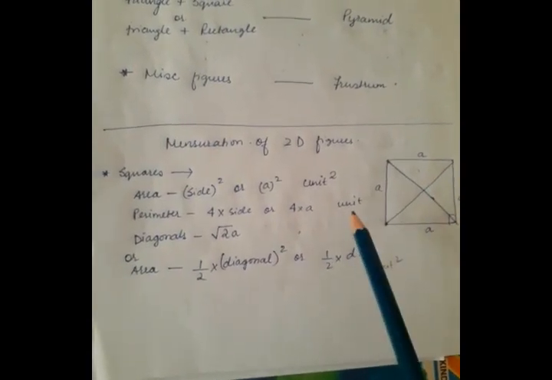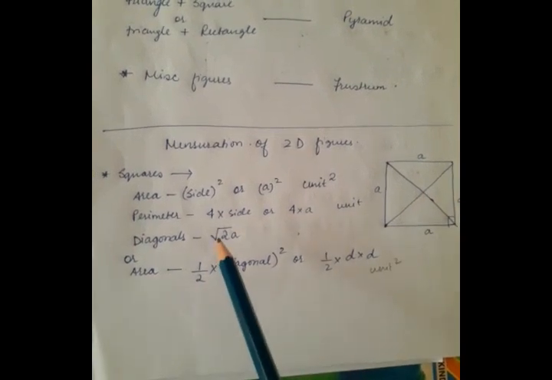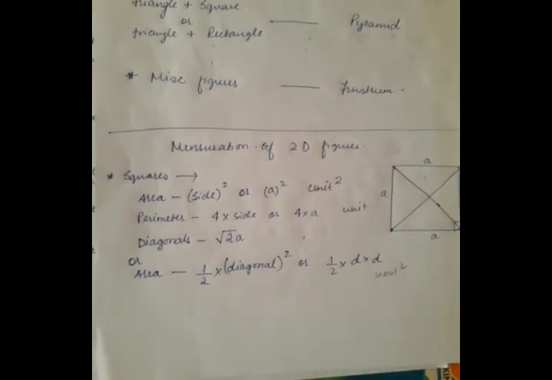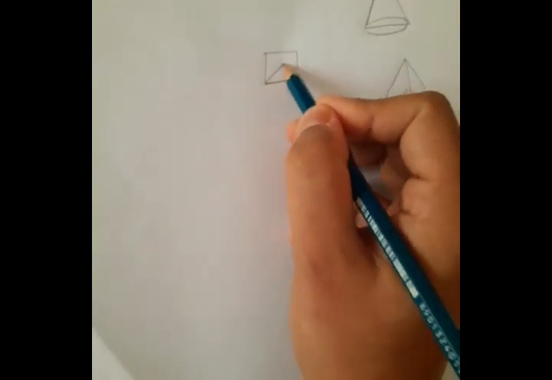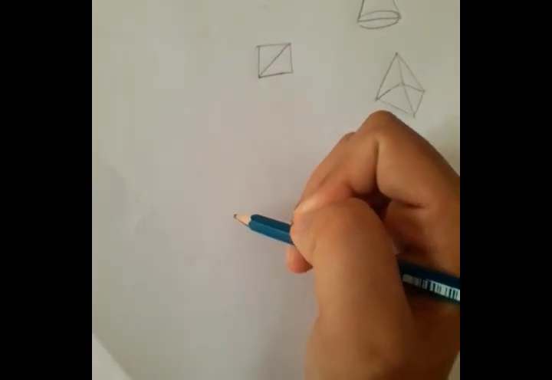Perimeter is 4 into side, the sum of the 4 sides, a plus a plus a plus a, 4 times a, in units. Diagonal is root 2 a. Let us clear how this becomes the diagonal. Suppose this is a square and this is a diagonal.